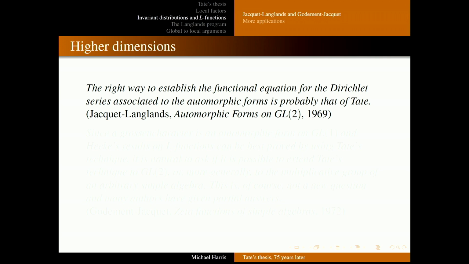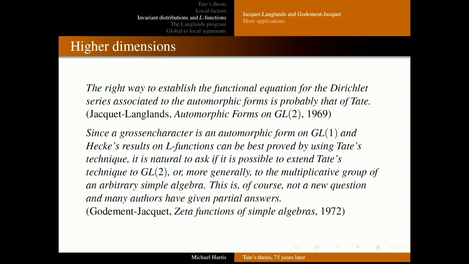Here's some acknowledgement of the role of Tate's thesis. The right way to establish the functional equation for the Dirichlet series associated with the automorphic forms, in this case in GL2, is probably that of Tate. And Godement-Jacquet, a little bit later: it is natural to ask if it is possible to extend Tate's technique to GL2.